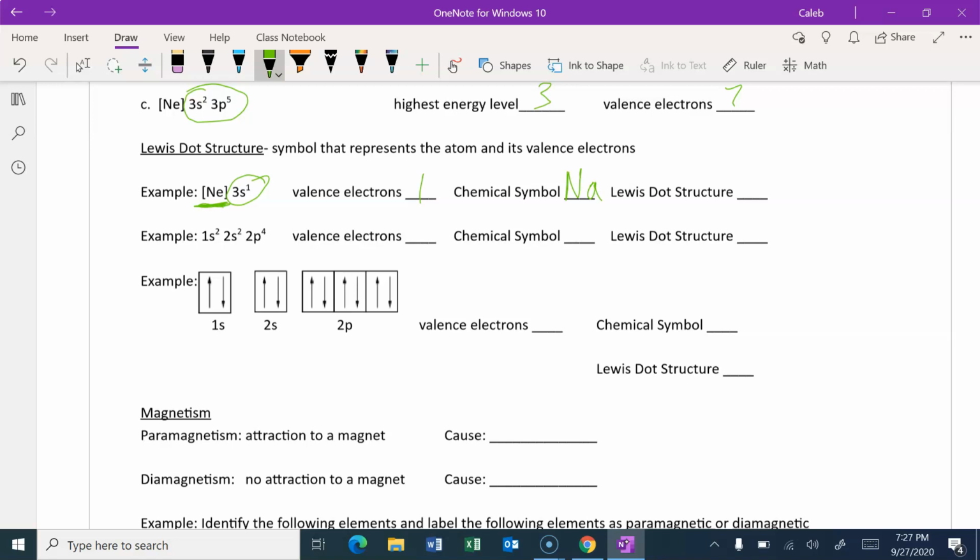So our Lewis dot structure, because there's only 1 valence electron, we're going to have 1 dot. So the Lewis dot structure is Na with a single dot. You could have that dot on the side or on the top or the bottom. It doesn't matter, but 1 dot.